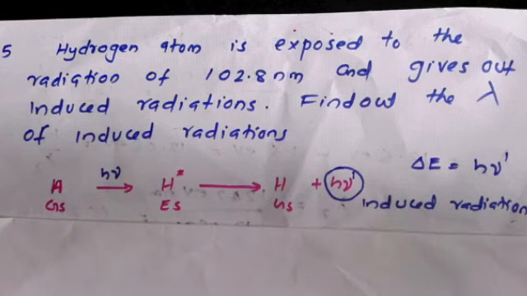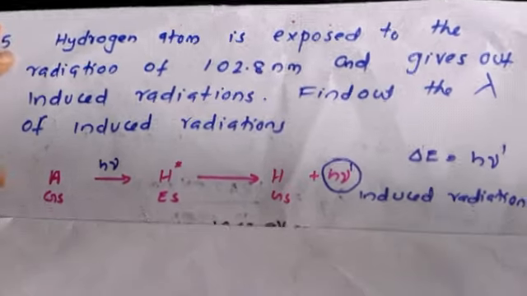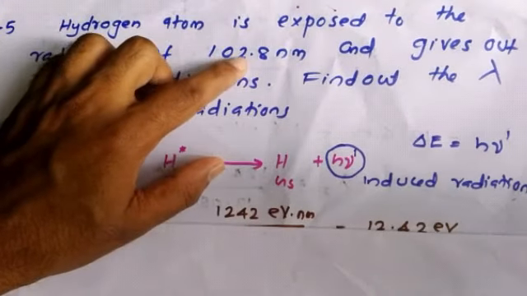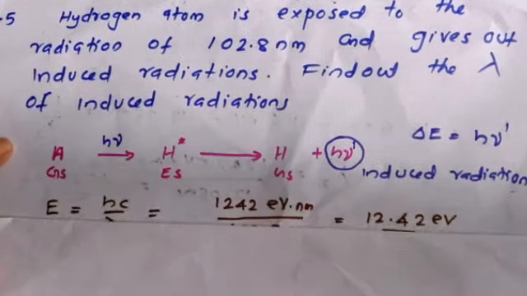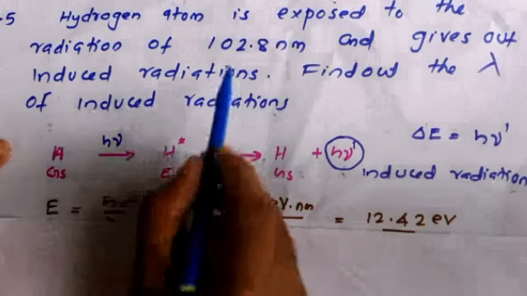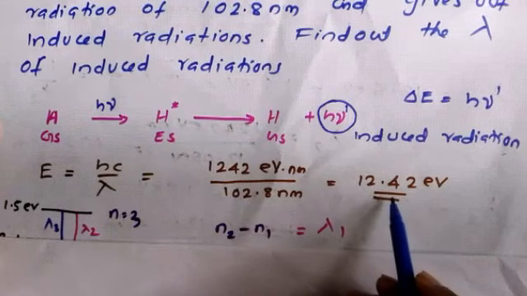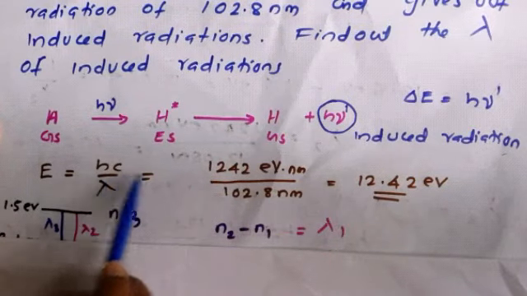After excitation, it will go to de-excitation. During the de-excitation, the energy level changes, and during that it emits a photon. We wanted to calculate the wavelength of the induced radiation. Your atom has been exposed to this much wavelength, so first we can calculate the energy corresponding to this wavelength, which is hc by lambda.